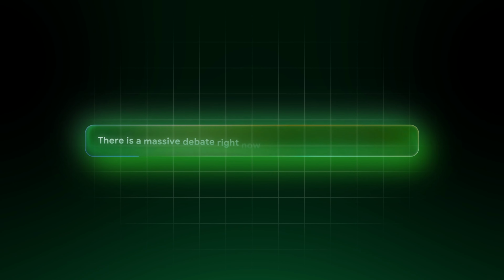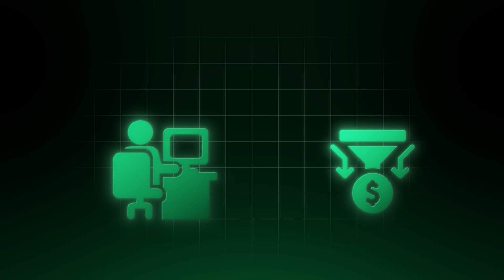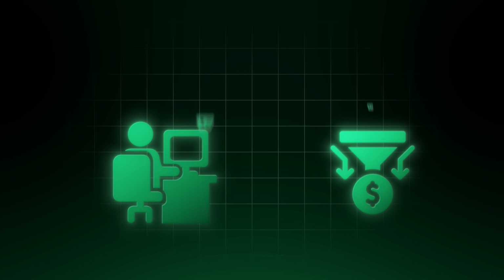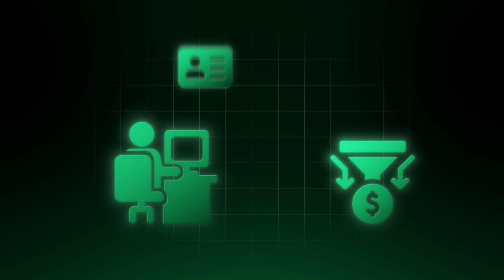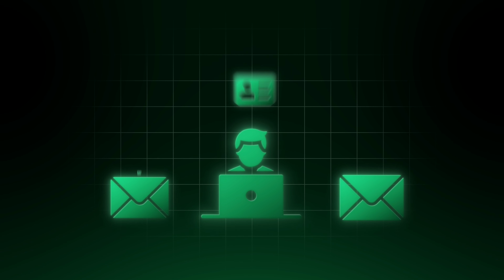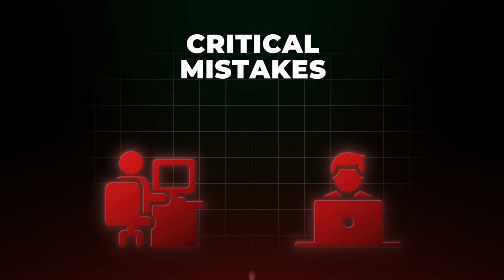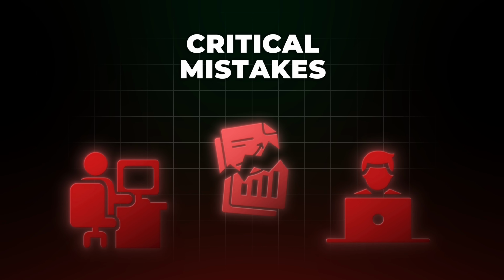There's a massive debate right now inside the Pipedrive community. Half of the people using the software believe you should dump every single new contact straight into your main sales pipeline. And the other half believe you should use a completely separate hidden inbox just for your new leads. The problem is that both sides of this argument are making critical mistakes that are completely destroying their reporting data. Today, I'm going to end this debate once and for all.